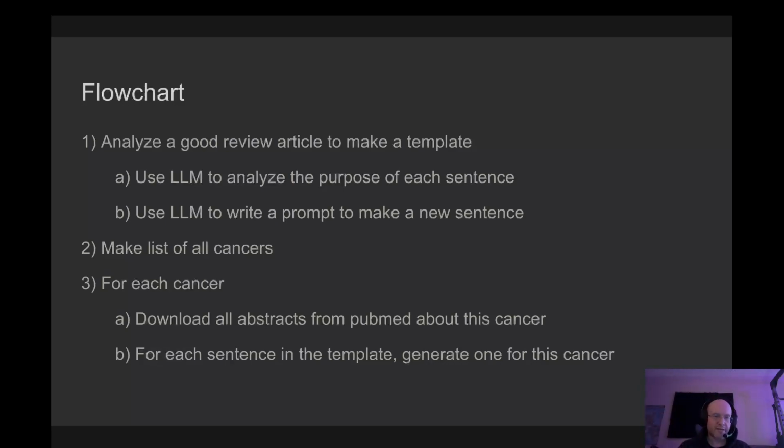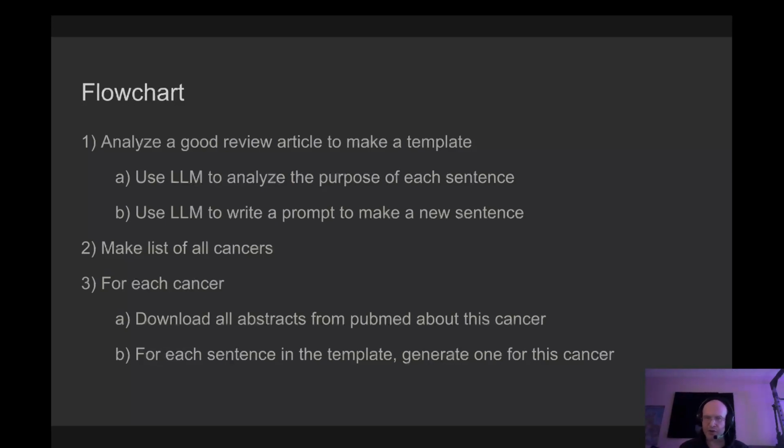So I first of all had to make a list of all cancers. I used publicly available information, and we have over 1,000 different cancer cell lines. And for each cancer, we want to download all the abstracts from PubMed about this cancer. And then for each sentence in that template, we want to use retrieval augmented generation to generate a new one for this cancer.